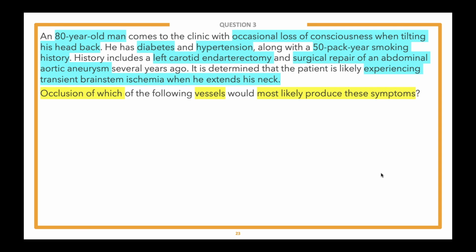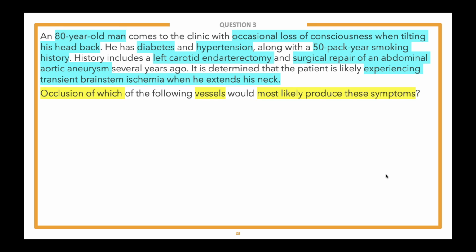Thank you, Sean. So once again, we will walk you through what we think are the important clues here. So again, demographics. This is another elderly gentleman. Why did he come to the clinic? Well, occasional loss of consciousness when tilting his head back. They gave us some pretty important history on him, all important to take note of here. And at the very end, also an important clue, they actually determine what is going on with this patient. When he extends his neck, he's experiencing transient brainstem ischemia. So obviously very important to take note of that and highlight that.